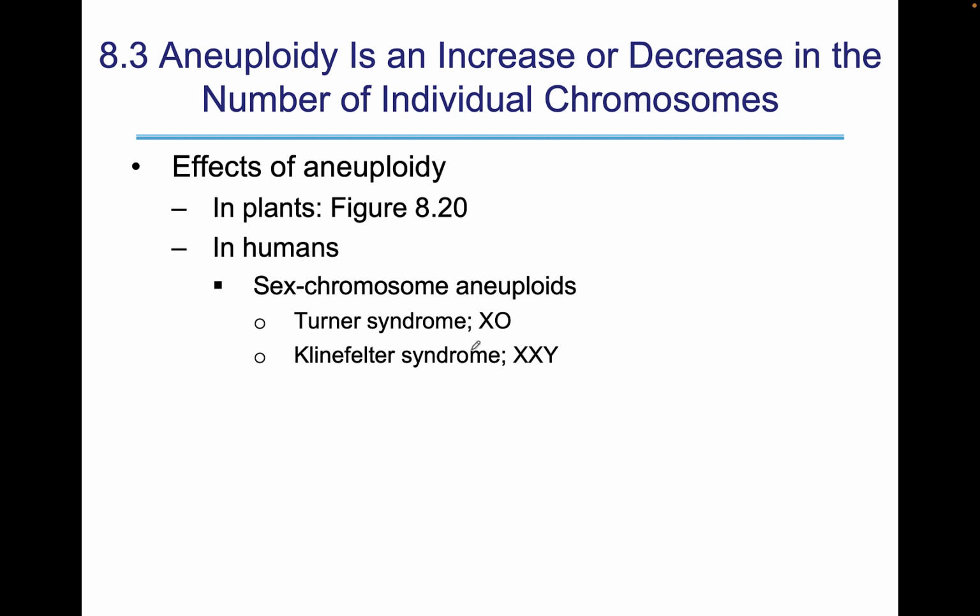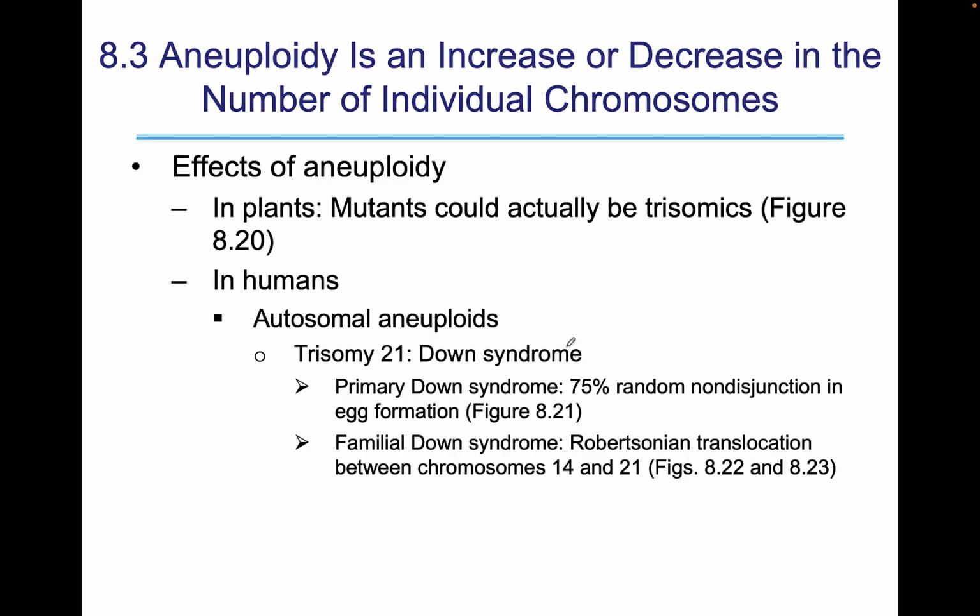But then we also have aneuploidy in humans, and we talked about both of these syndromes already. Turner syndrome, where you have the absence of one X chromosome, and Klinefelter syndrome, where you have more than one X chromosome. These two examples are aneuploids in humans. We also see this in what we call autosomal aneuploids, something many people are familiar with, and that's trisomy 21, which is Down syndrome.